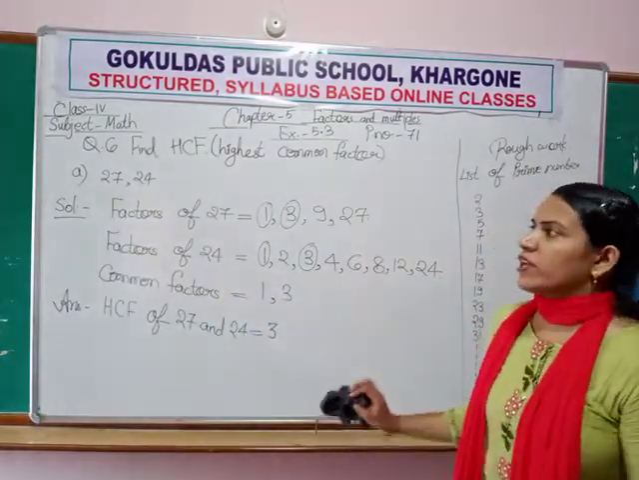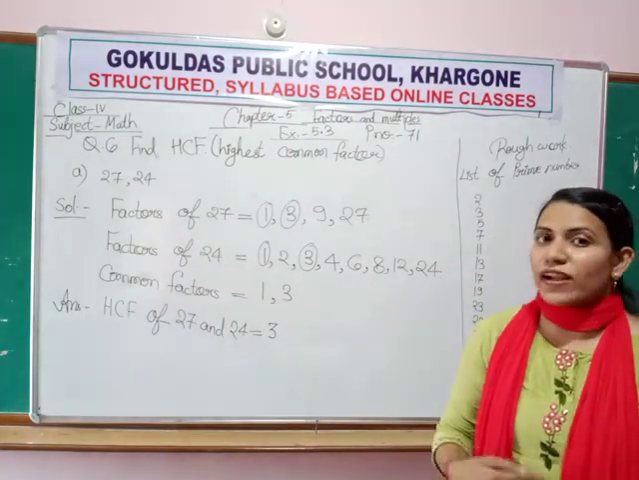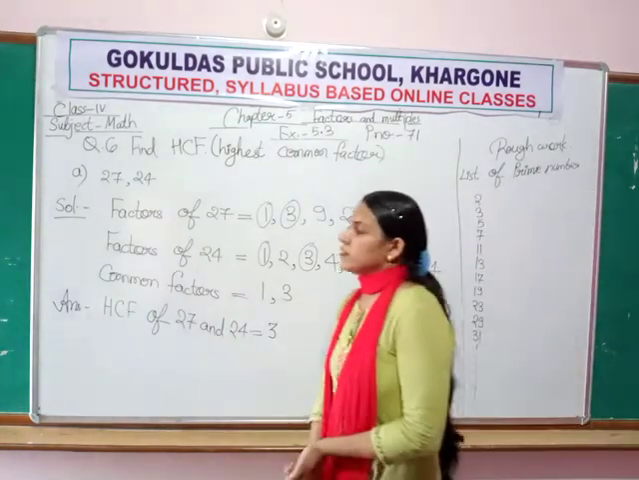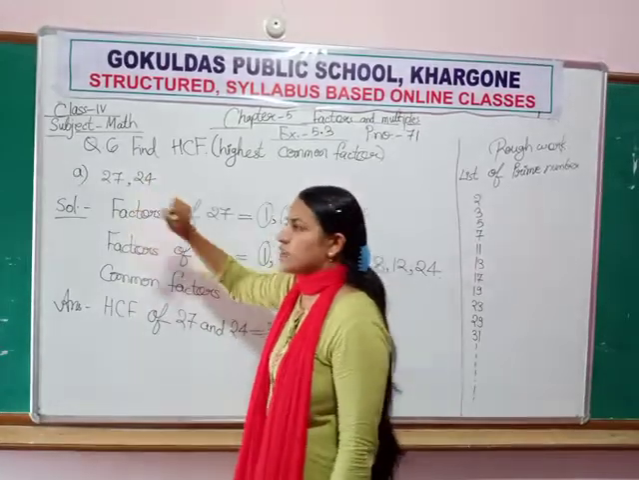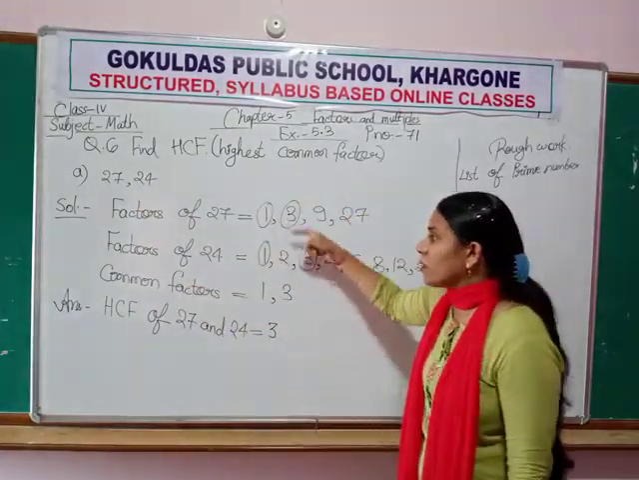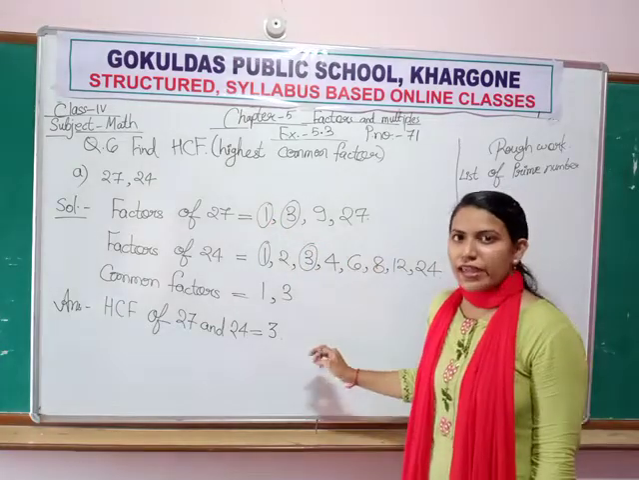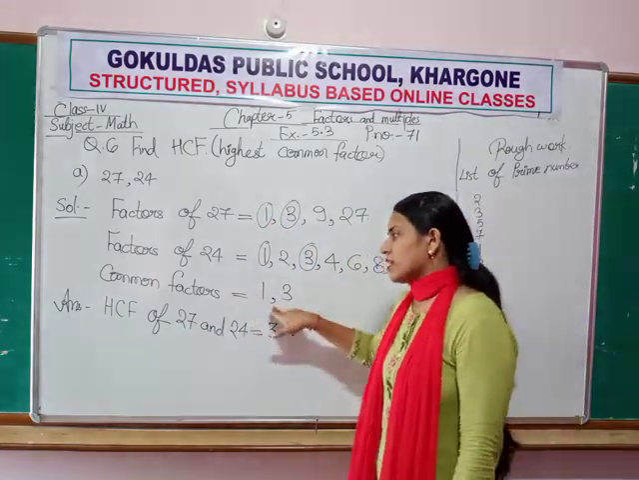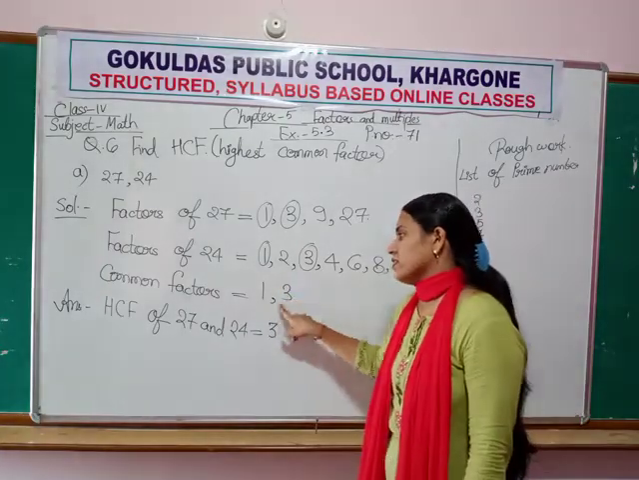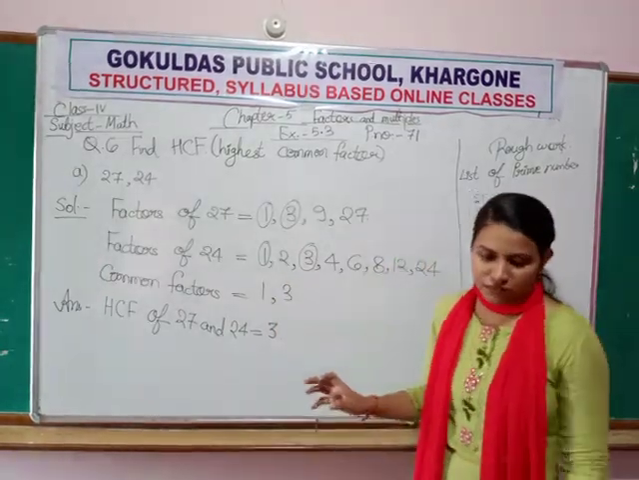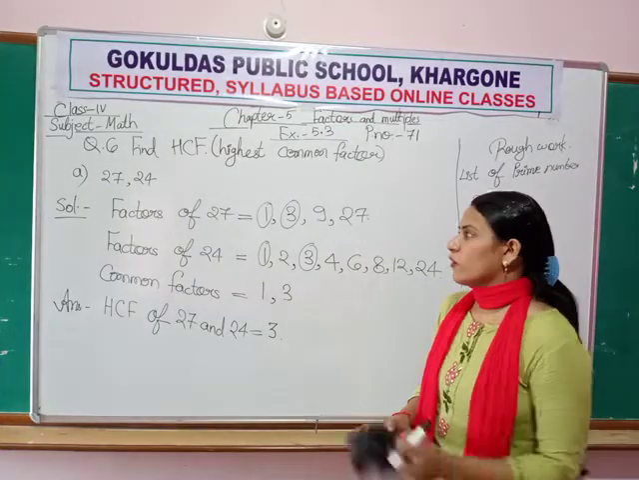I hope you understand very well how to find the HCF, the highest common factor. The steps are: first write the factors of the first number, then write the factors of the second number, then find the common ones. And after writing the common factors, write the highest factor as the HCF. Okay, this is the step. Now let us do B.